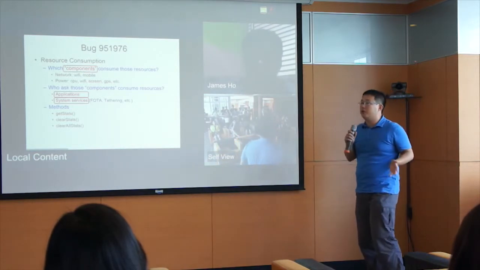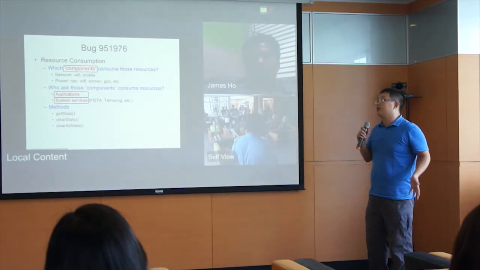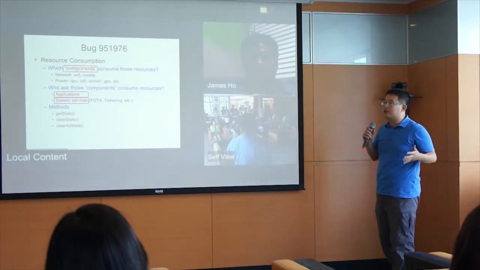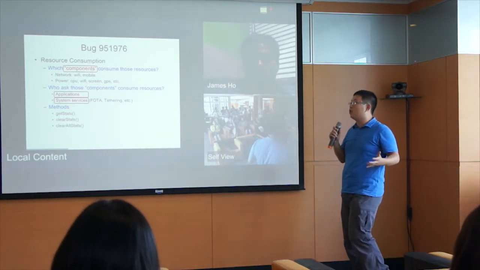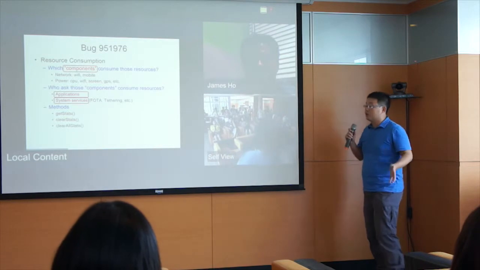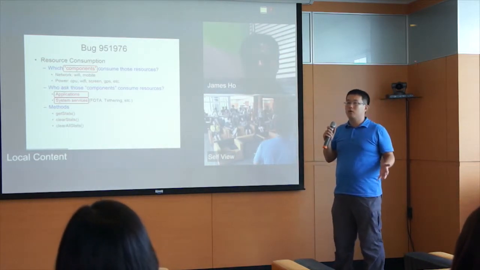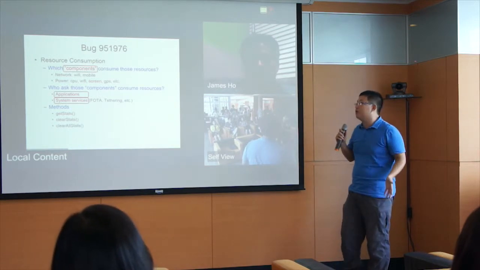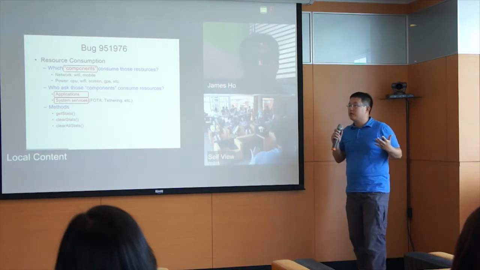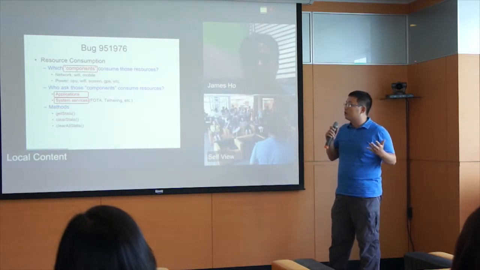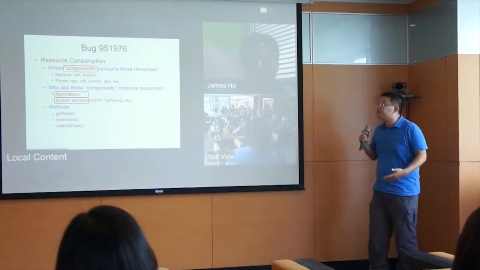So first let me talk about resource consumption. In the resource consumption, we consider 2 things. The first is which components are consuming the resource, and the second is who asks these components to consume resources. So for the network, the components that consume network usage are Wi-Fi and mobile. For power, which consumes the battery, the components are the CPU, Wi-Fi, or GPS, something like this.